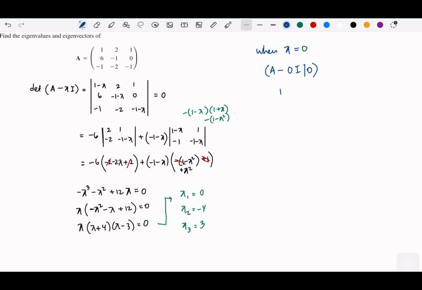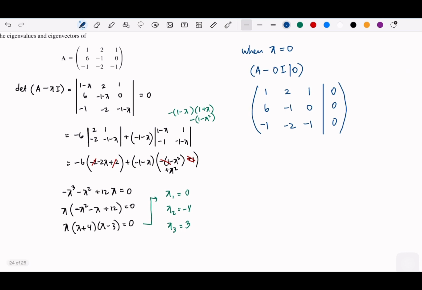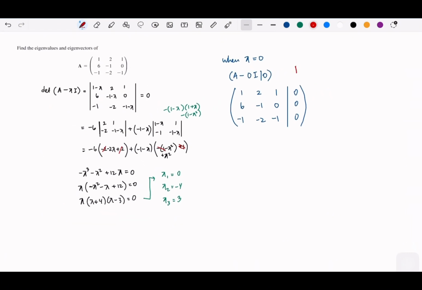So we have 1, 2, 1. So basically this is the same matrix, because we just multiply by 0 and then add the A matrix, and then we are going to solve this. So we are going to solve this matrix equaling 0, as we mentioned in the previous page. And how to do this? Basically, you can use row operations. So each one of them, we can use row operations.